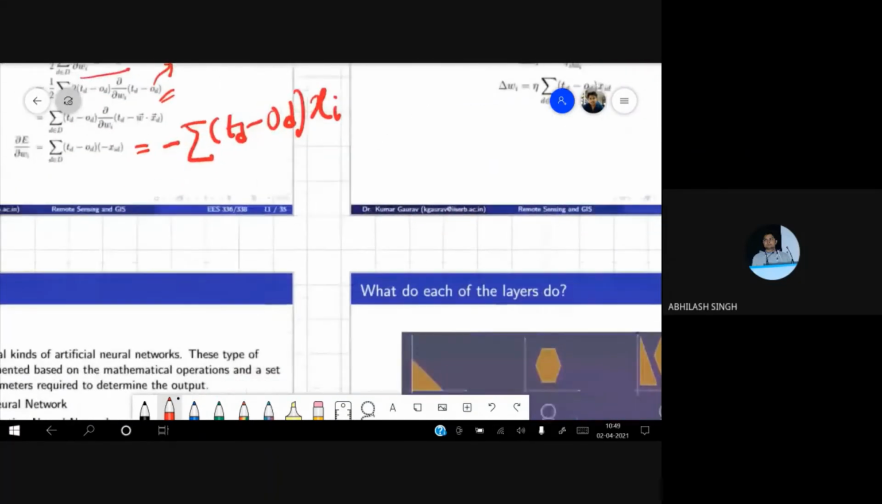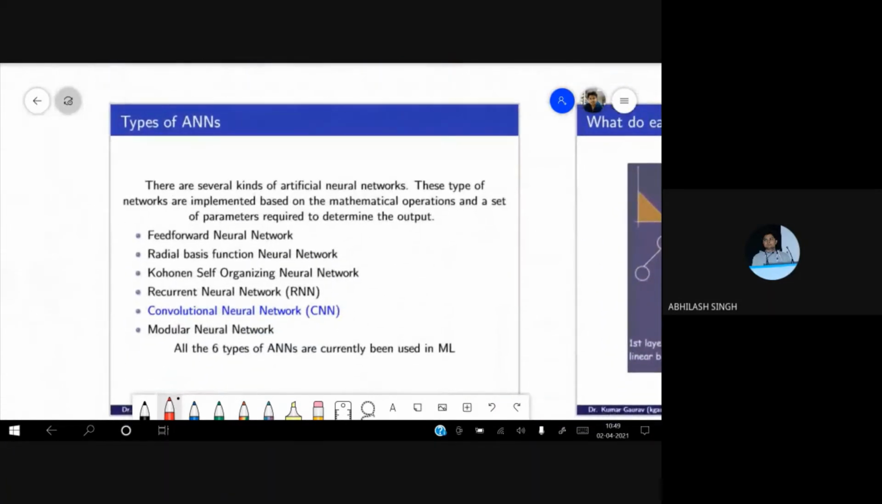Before going through, let us see the different types of NN that are present. There exist several different kinds of ANN: feed forward neural network, radial basis function neural network, coherent self-organizing NN, recurrent NN, convolutional neural network, and modular neural network. In our course we are interested in learning the CNN, and we will not touch any other types. We will discuss the CNN briefly at the end of this lecture, and in the next video I will share a practical implementation of CNN with a proper explanation.